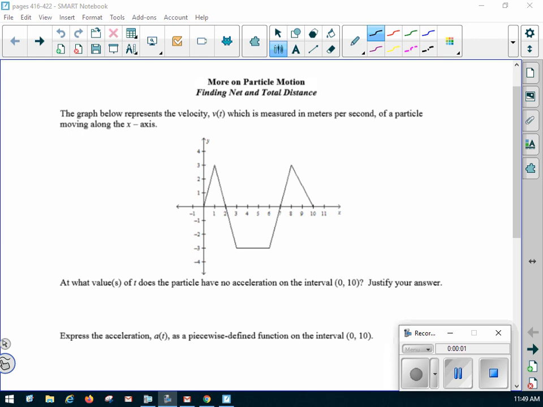Now notice we're going to be talking more about particle motion, but the big thing today is net distance and total distance. Now, if you have had a job, you know there's something different on your paycheck between your gross pay and your net pay.